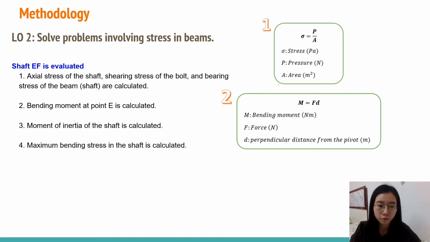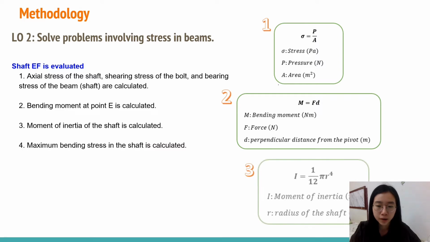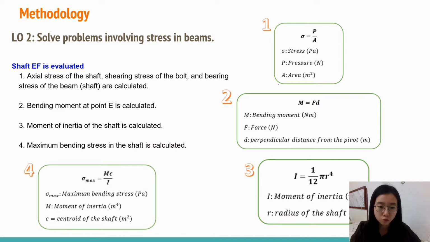And thirdly, the moment of inertia of the shaft is calculated by using the formula I equals 1 over 4 pi r to the fourth. Last but not least, maximum bending stress in the shaft is calculated by using the formula stress equals Mc over I. That is, M is obtained from step 2 and I, the moment of inertia, is obtained from step 3.